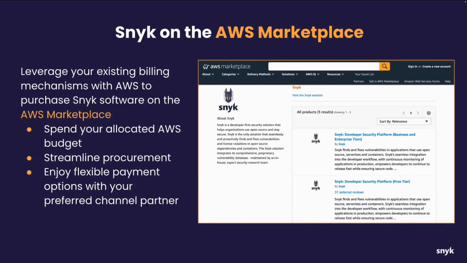We are also on the AWS Marketplace, so go ahead and check us out. We have a free listing there. It does come with a limited number of scans, but I have to say it's really generous. It's enough for a small shop to be pretty effective with Snyk, so go ahead and try that out. And also, if you have an EDP commitment with Amazon, you can burn down your EDP spend by purchasing Snyk through AWS Marketplace.